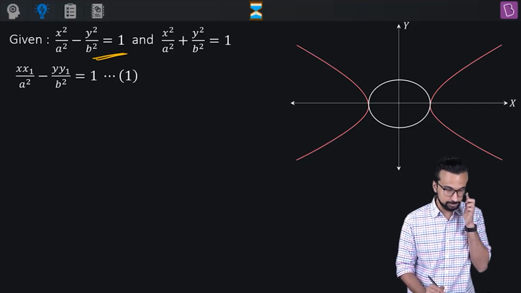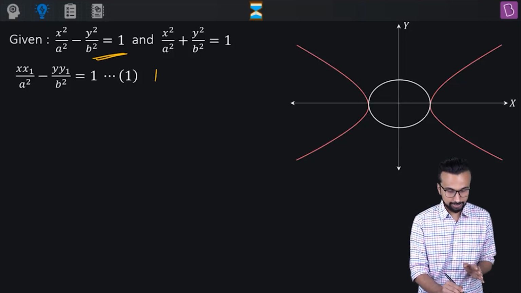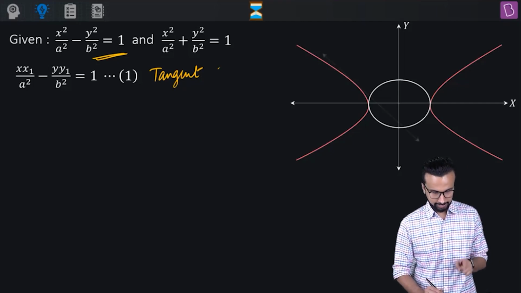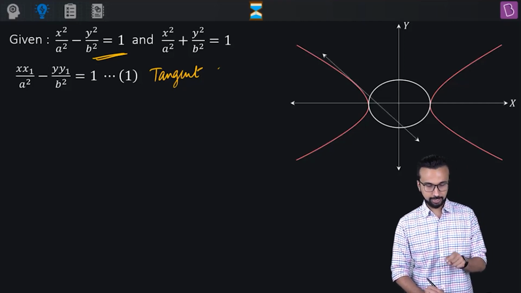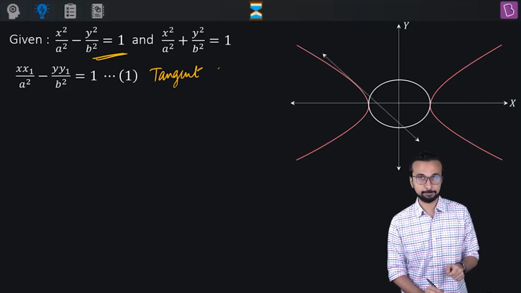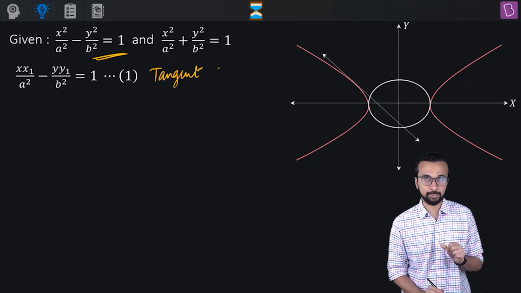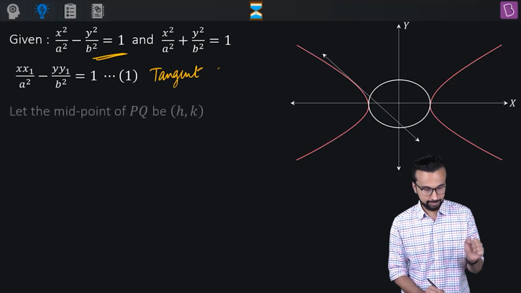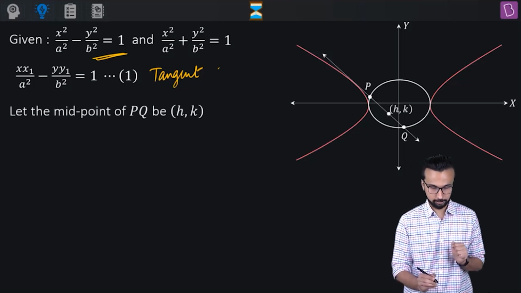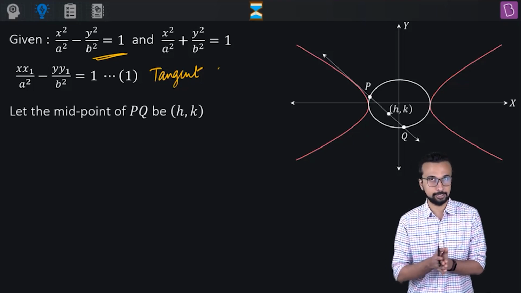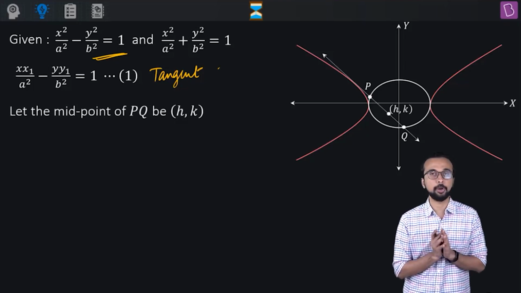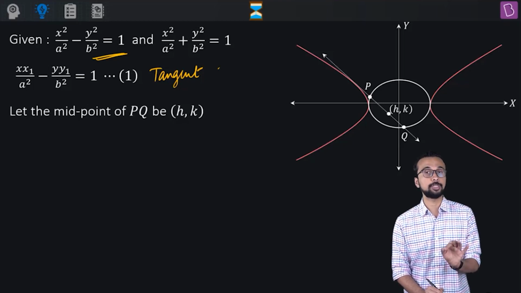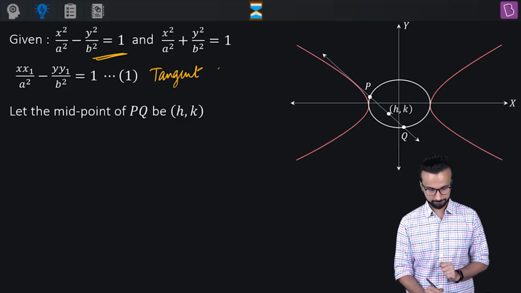Alright, so this becomes the equation of our tangent to the hyperbola. Now this tangent here, as you can see, cuts the ellipse at points P and Q. I'll call its midpoint (h, k). As you can see, there are 2 points at which it cuts, P and Q, and the midpoint is (h, k). We need to find the locus of this midpoint (h, k).